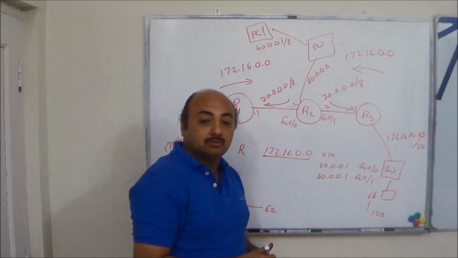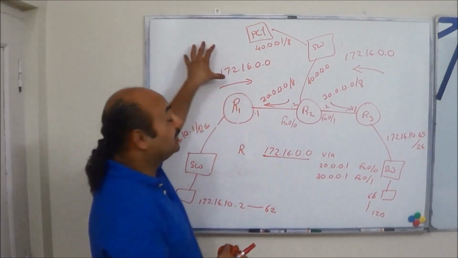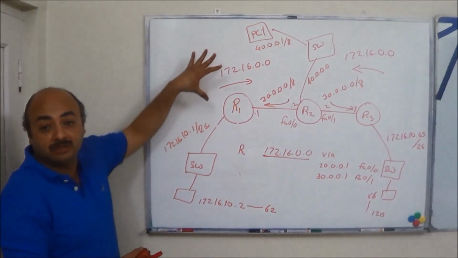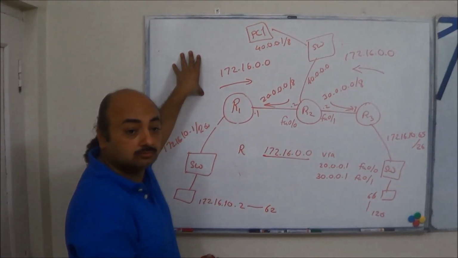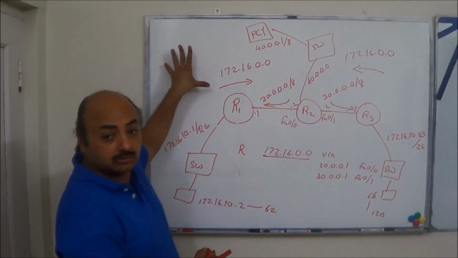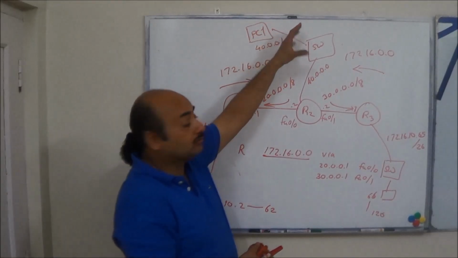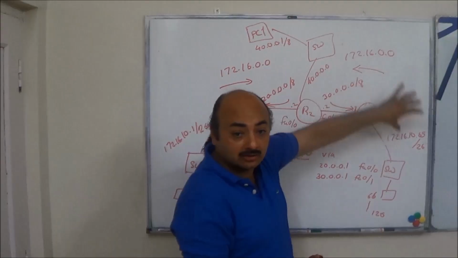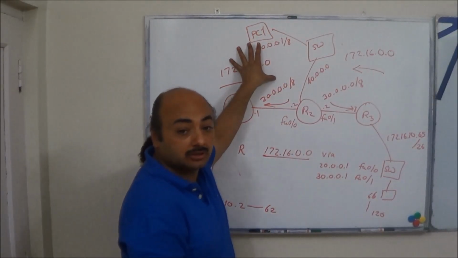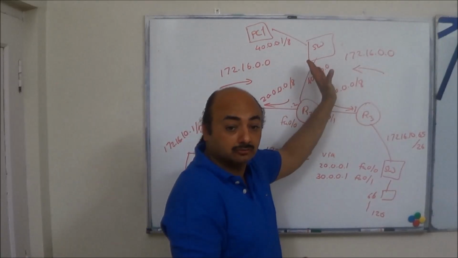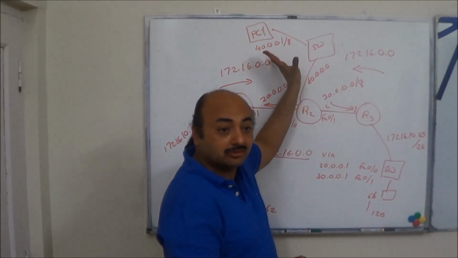But in the previous example, what we had done on R1, we had created 4 subnets of the same network. Was it discontiguous? No. And then next to that, what we had created, R1, R2 and R3. What we had done on R1, we had created 4 subnets. And R2 and R1 was connected to 20. Was it discontiguous? No.